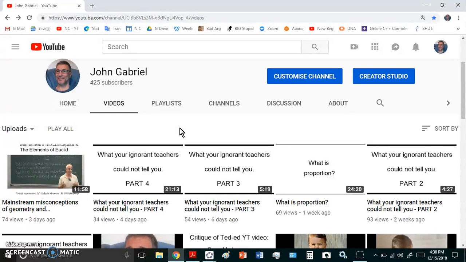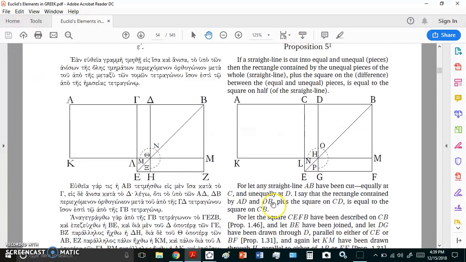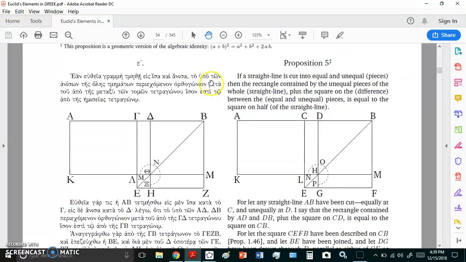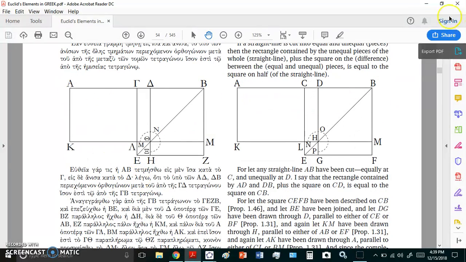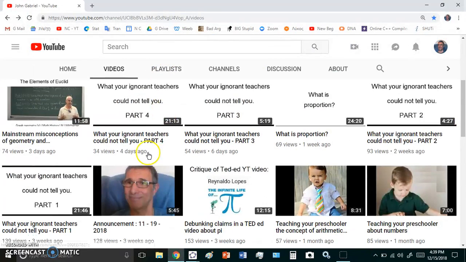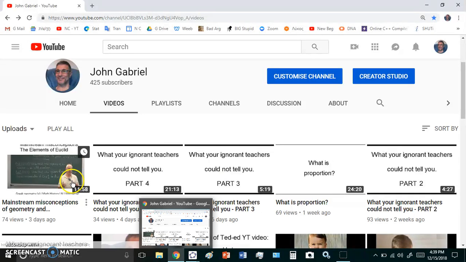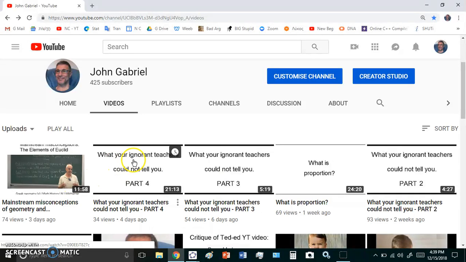So, at any rate, I hope you've enjoyed this little presentation. I would encourage you to download this book here because it's got the ancient Greek plus the English as well, and you can compare them side by side. Of course, I can read ancient Greek, so it's a lot easier for me to see if something has been translated correctly or incorrectly. And that's just something I wanted to point out, because I'm going to be following up in my next video in What Your Ignorant Teachers Could Not Tell You. And I wanted to fit these 2 videos in before I continued on part 5.